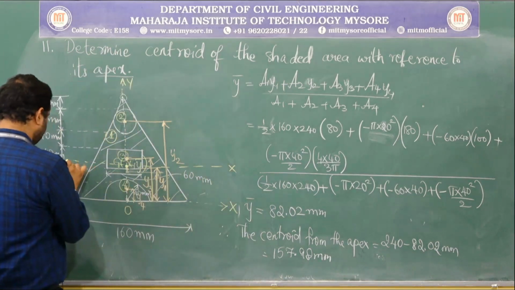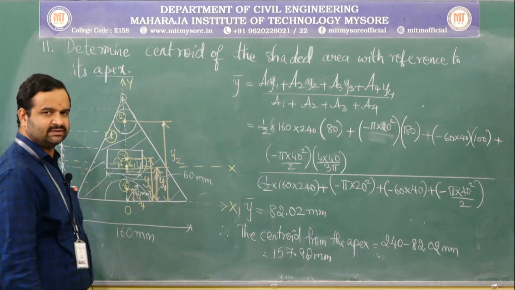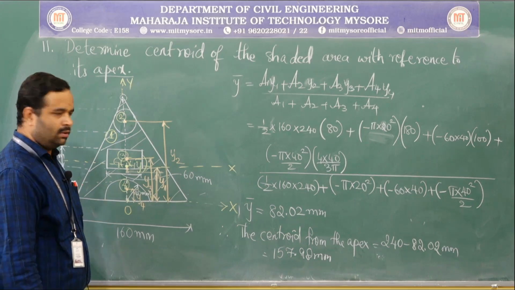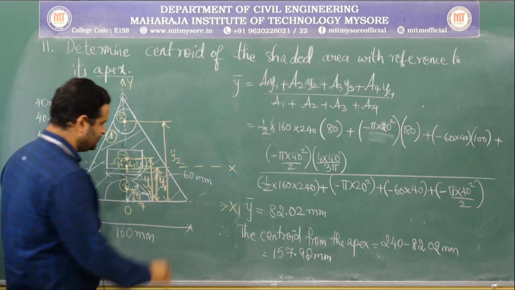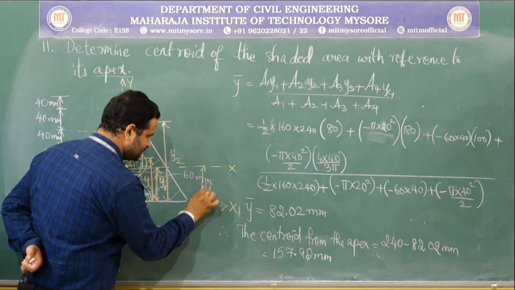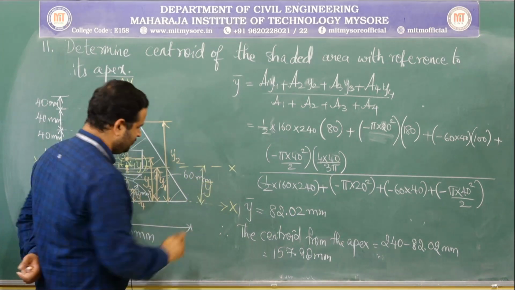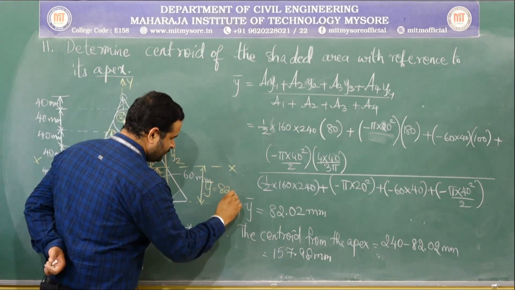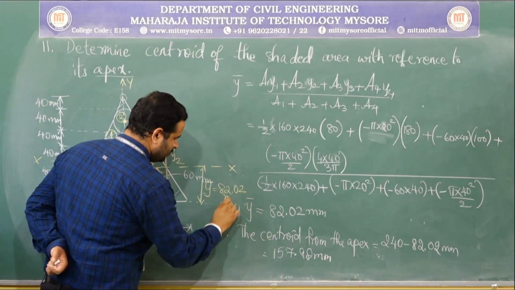This is with respect to its x axis. Now, the measurement is very much important. See, whatever we have obtained is with respect to this axis, which is given by y bar, and that is equal to 82.02 mm.